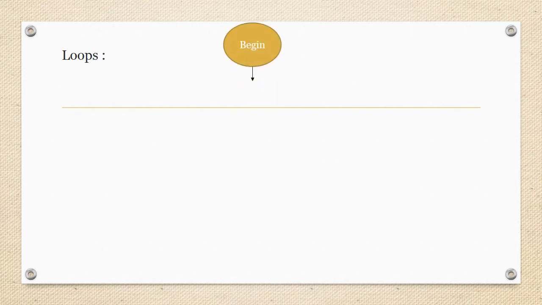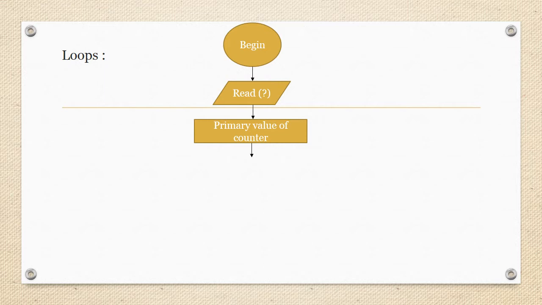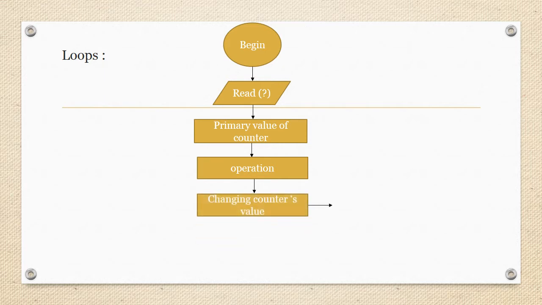I explain loops in this flowchart. This is where the loop begins to work. After giving a primary value to the loop's counter, we have an operation that needs to be repeated. Then we change the value of the counter. For example, we add, subtract, multiply, divide, and use some other operations to change the counter's value.